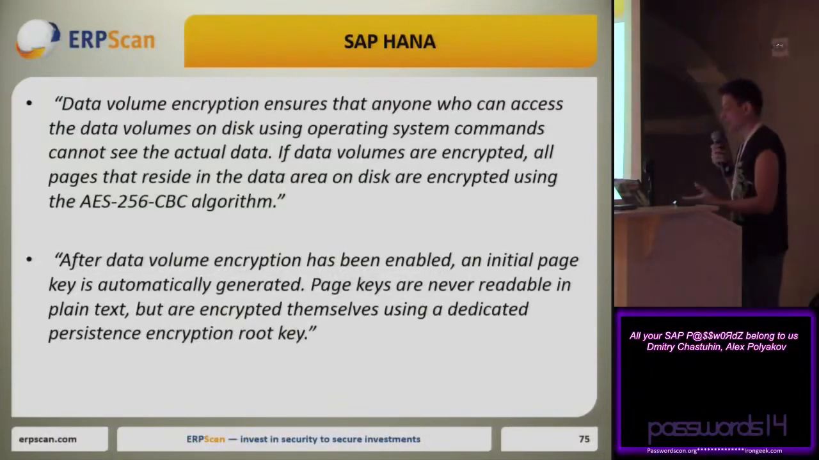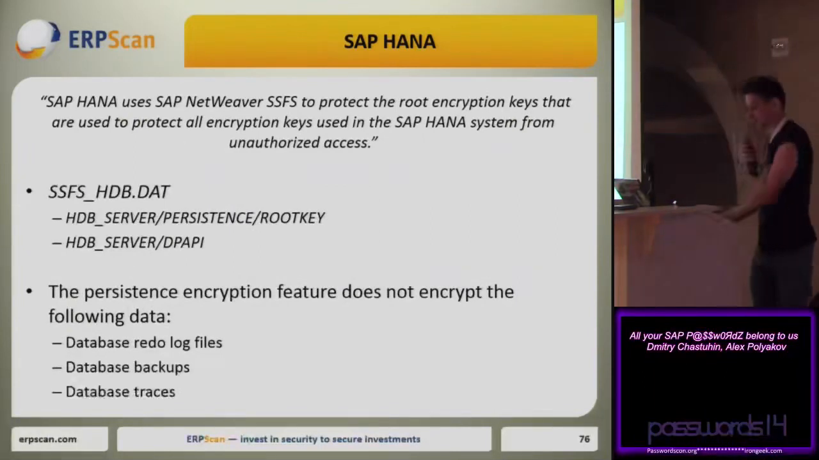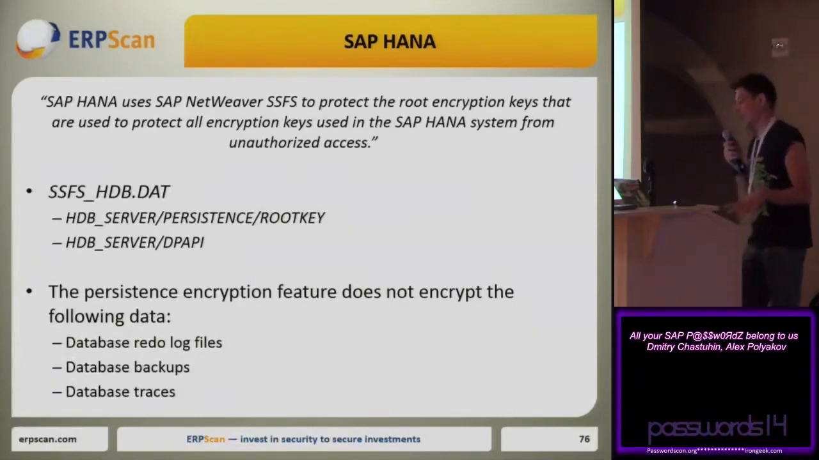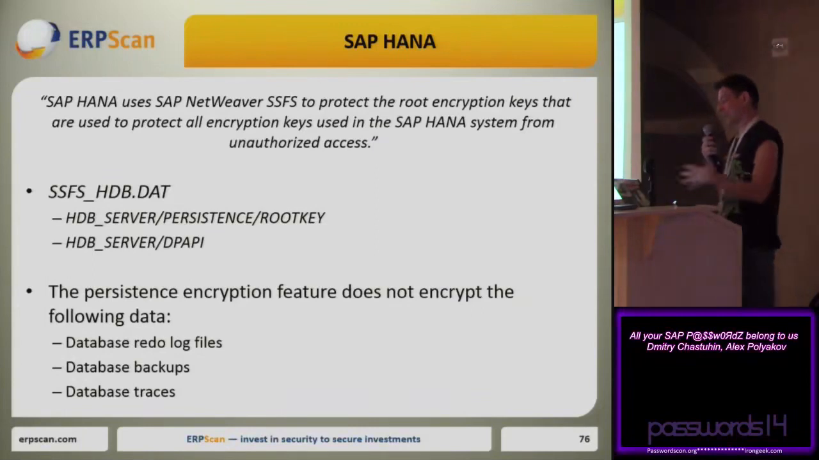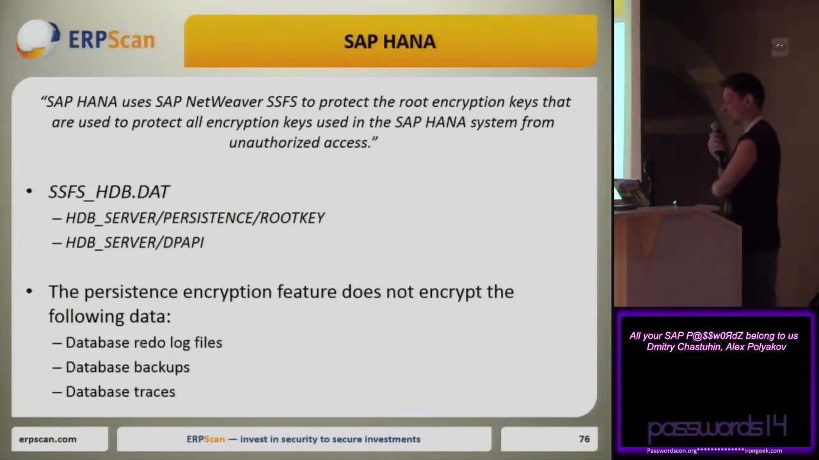And for decryption of the volume, HANA uses the persistent encryption root key, and this is the main thing. Where is the key stored? Right, in the file ssfs_hdb.dat. That's how an attacker will get the root key and bypass volume encryption. Also, some internal key plays there. They use it to sign some internal API requests.